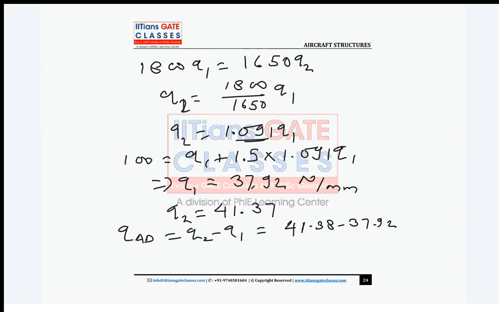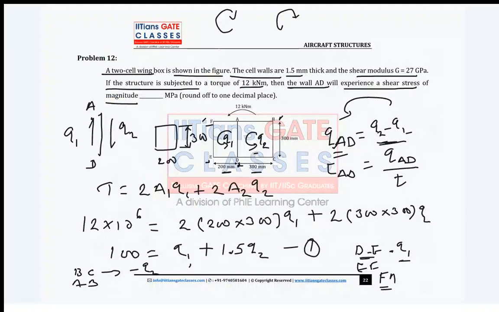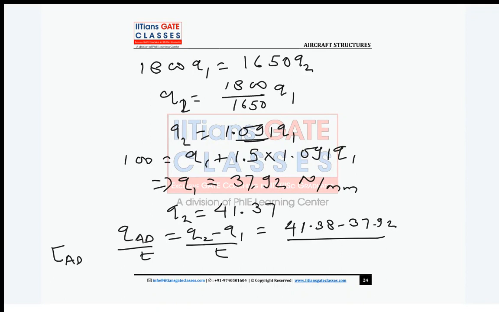Tau AD. So what is the tau AD? By T. So you divide it by what is the thickness? 1.5 mm, right? What is the thickness? It is 1.5. Okay. Now guys, find out tau AD. It will be in megapascal. So how much stress?